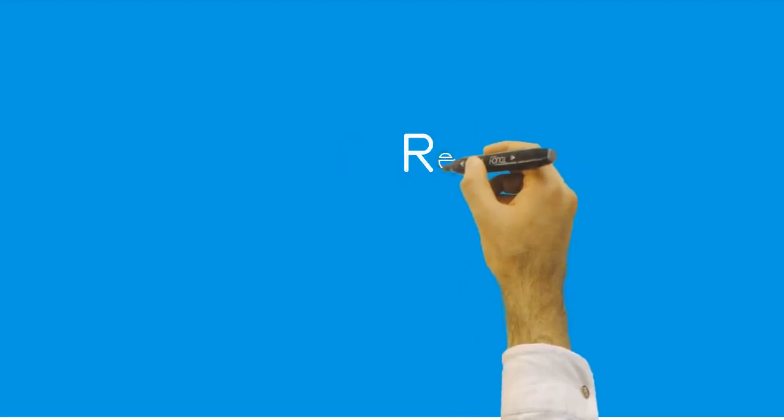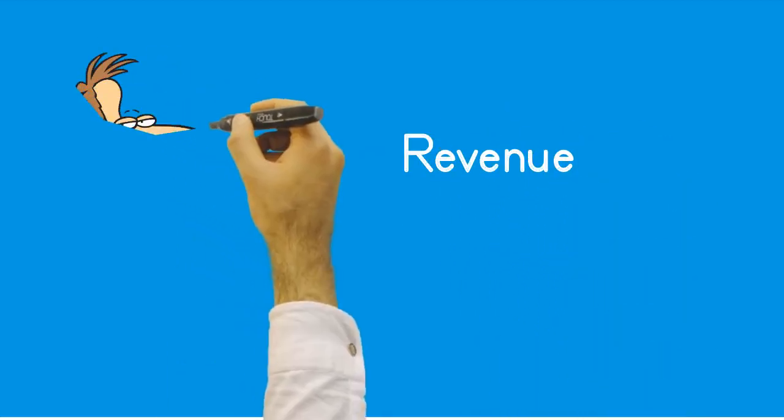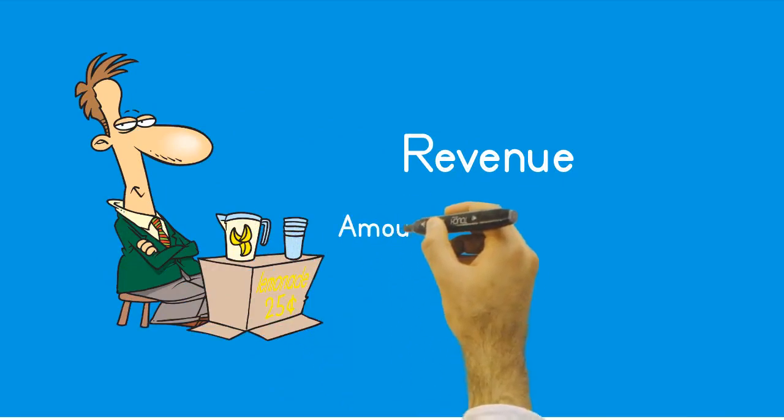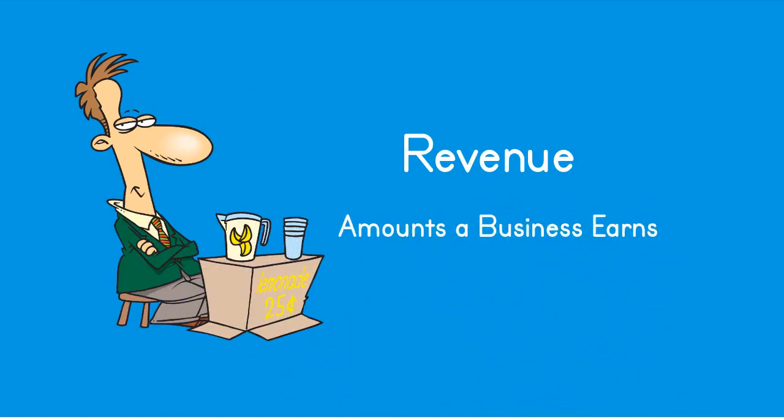Revenue. Formal definition: the gross increase in owner's equity resulting from the operations and other activities of the business. Informal definition: amounts a business earns by selling services and products and investing. Amounts billed to customers for services and/or products. Includes sales of goods and services, revenue directly related to daily operations. Other income, revenue not directly related to daily operations such as interest and dividends.